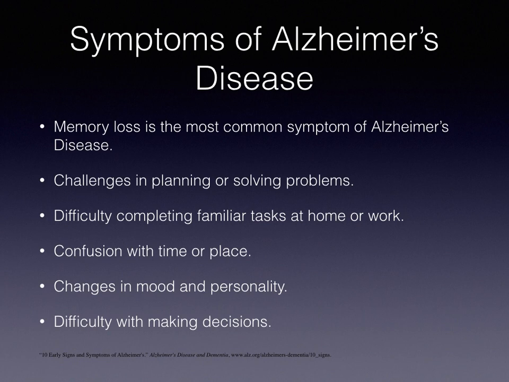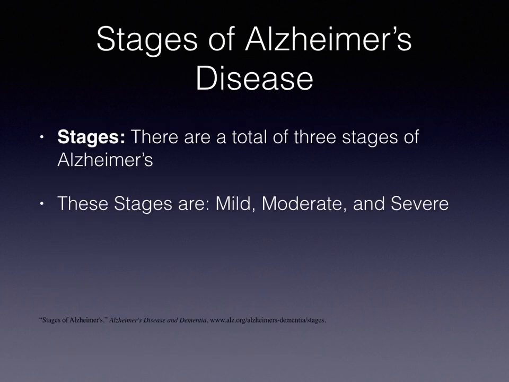Symptoms of Alzheimer's disease. Memory loss is the most common symptom of Alzheimer's disease. Others include challenges in planning or solving problems, difficulty completing familiar tasks at home or work, confusion with time or place, changes in mood and personality, as well as difficulty.